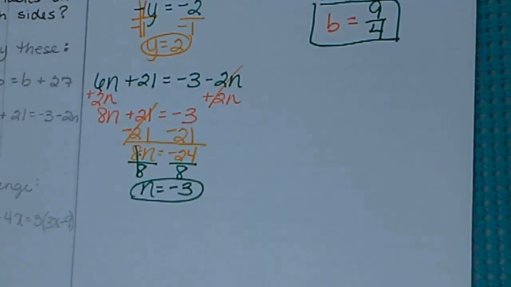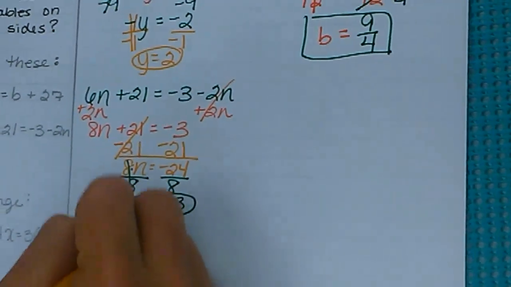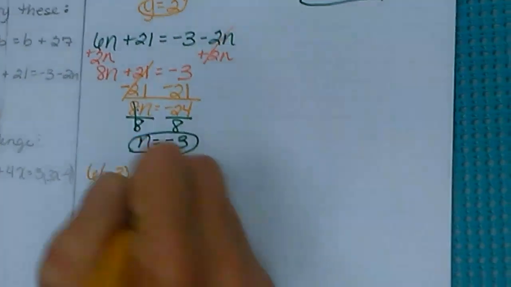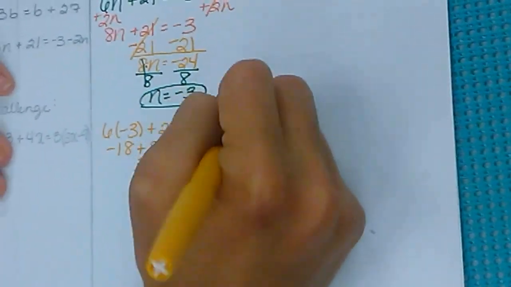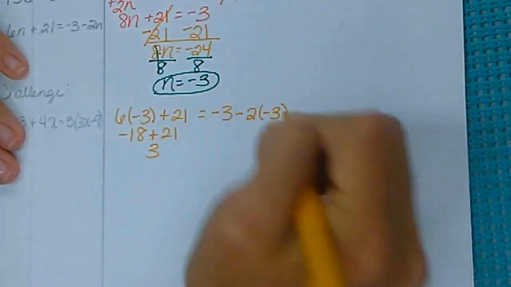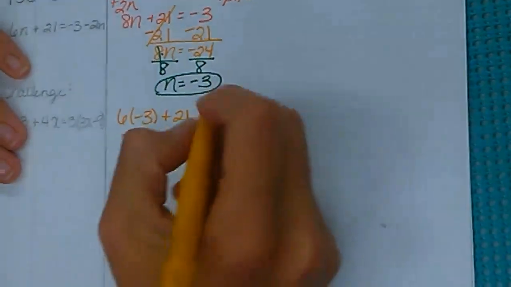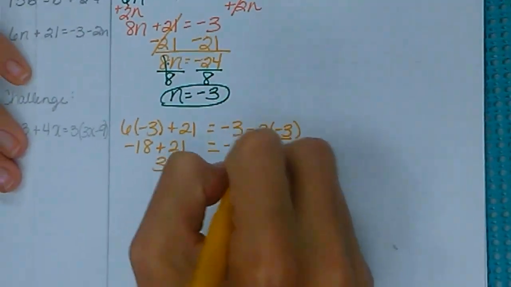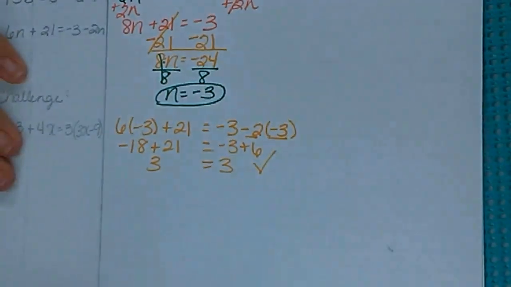Now I'm going to work this out because now I think I'm going crazy. All right, so 6 times -3 plus 21. So -18 plus 21, 19, 20, 21 is 3. Okay, so -3 minus 2 times -3. Oh, I see what I did. I squared. I'm still stuck on all those exponents we did. So -3, -2 times -3 gives me a +6. So 3 does equal 3. Sorry, I just had to go crazy for a minute.